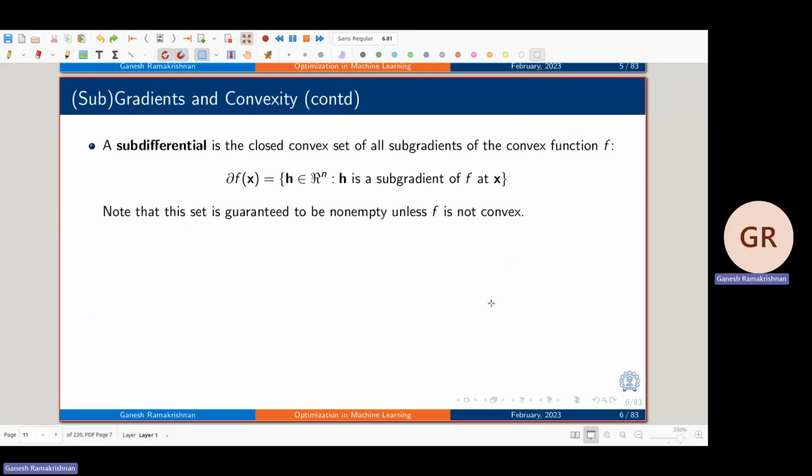Now we're going to look at calculus, subgradients and convexity, in the sense of how you compose subgradients. Before I show anything further, let's take the intuition again. If I have two curves, F1 is convex and F2 is convex, let's say I'm looking at the max.